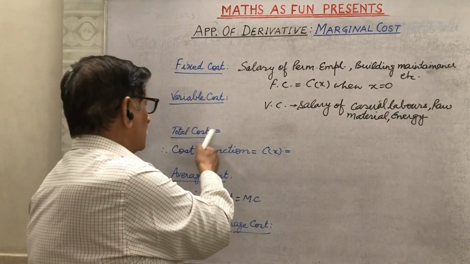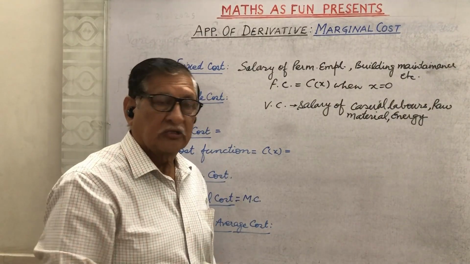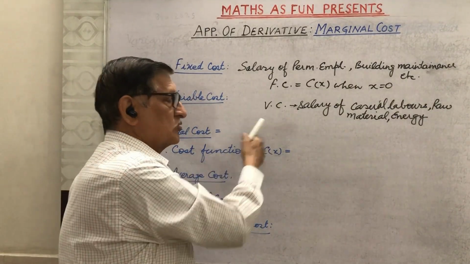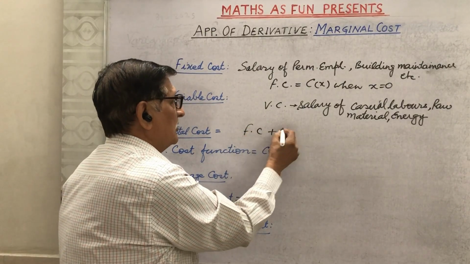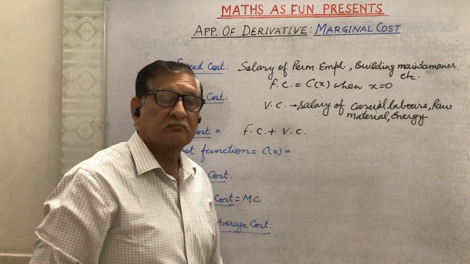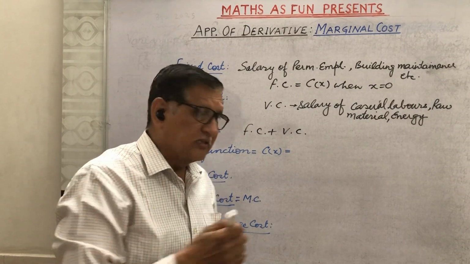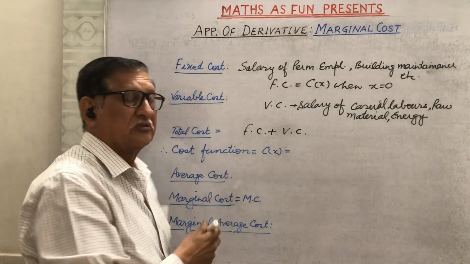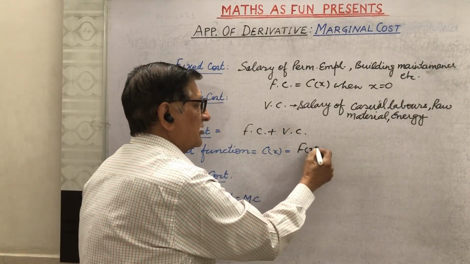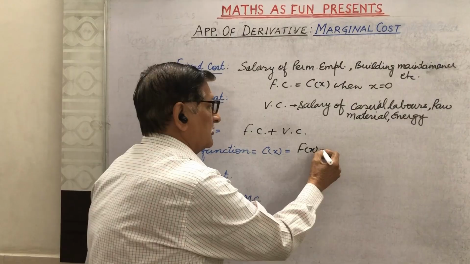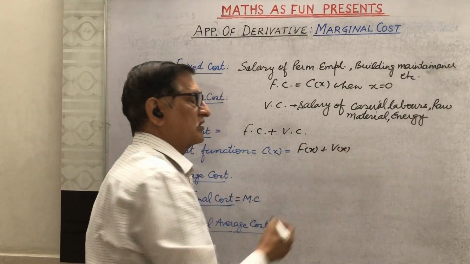Then what is the total cost? Total cost is the sum of these two. So we can say the total cost is equal to the fixed cost plus the variable cost. Hence the cost function C(x) is equal to the fixed cost function, which we can write as F(x), plus the variable cost function, which we can write as P(x).